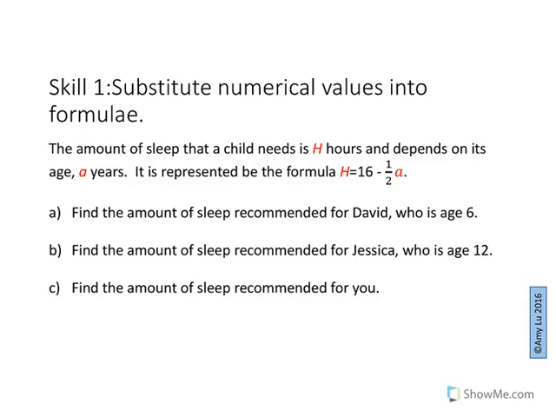In this example, it reads, the amount of sleep that a child needs is H hours. The H stands for a mysterious number that we don't know right now, so in the meantime, we're going to call it H. And it depends on its age, A years. So again, A represents a number, we just don't know what it is right now. It is represented in the formula H equals 16 minus 1/2 A.